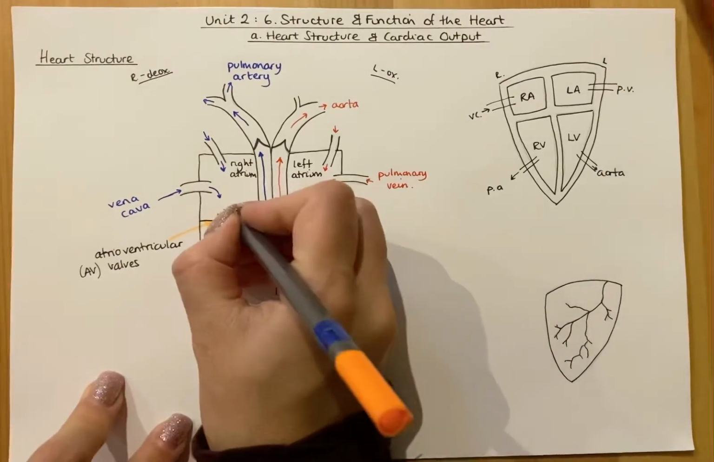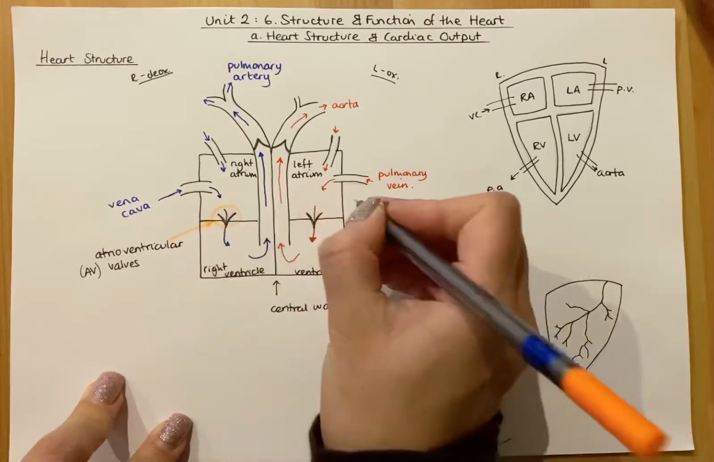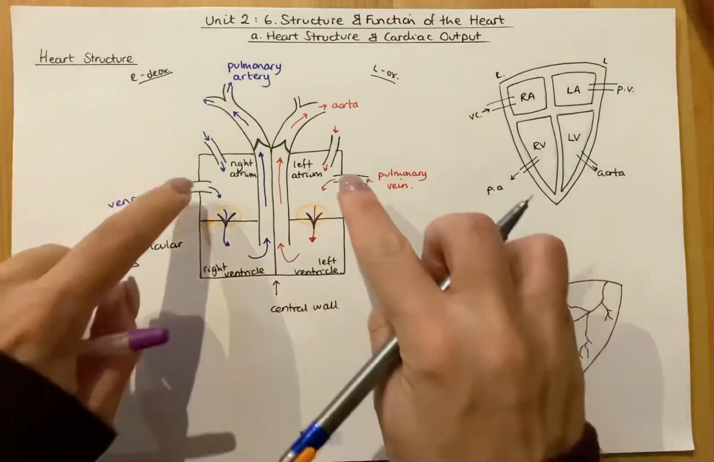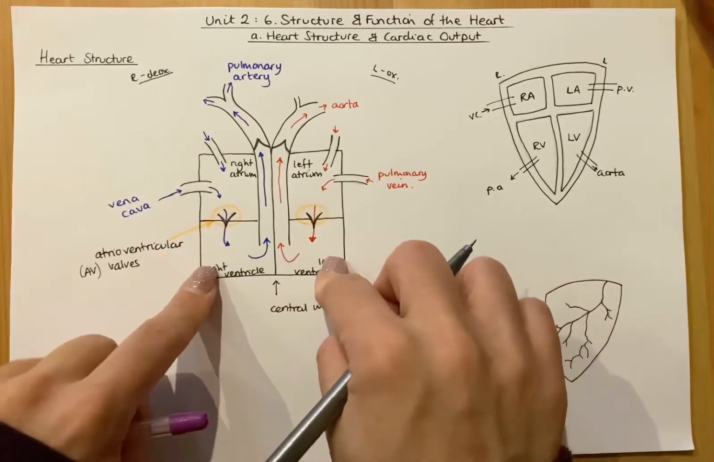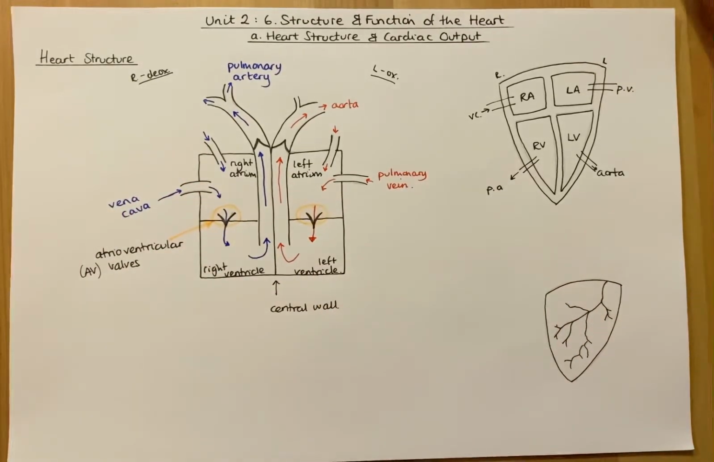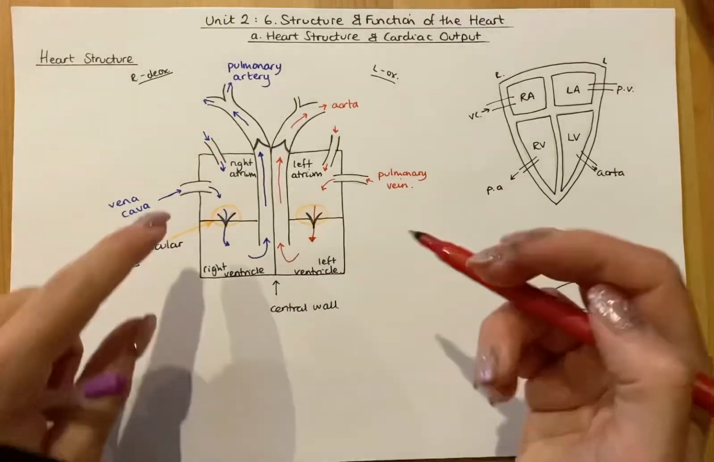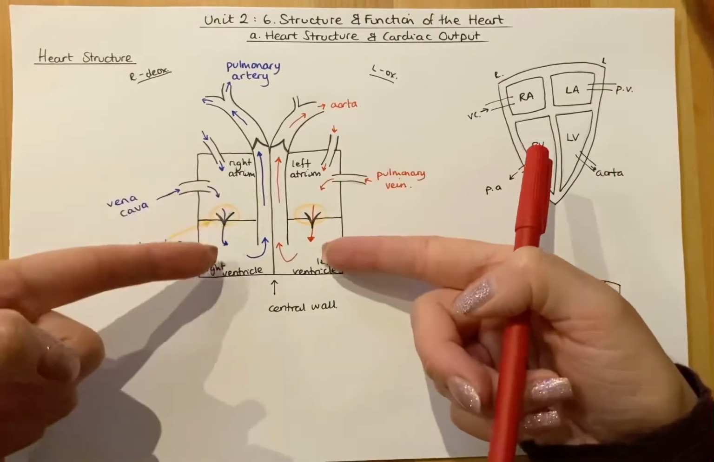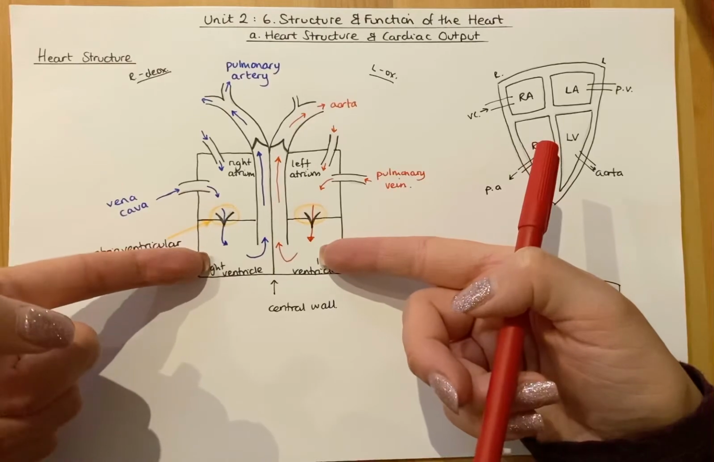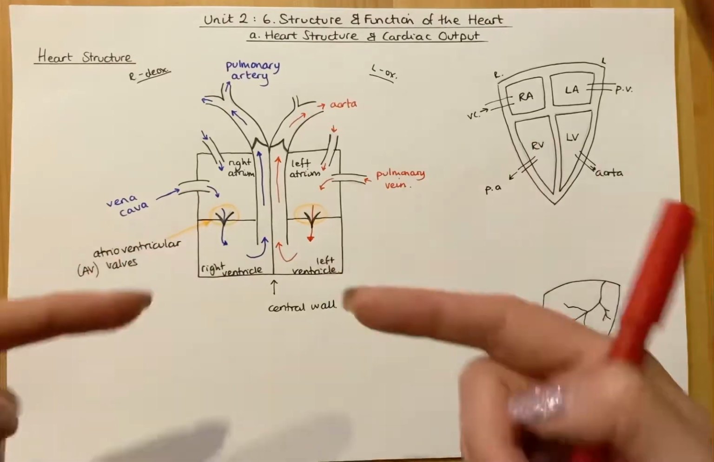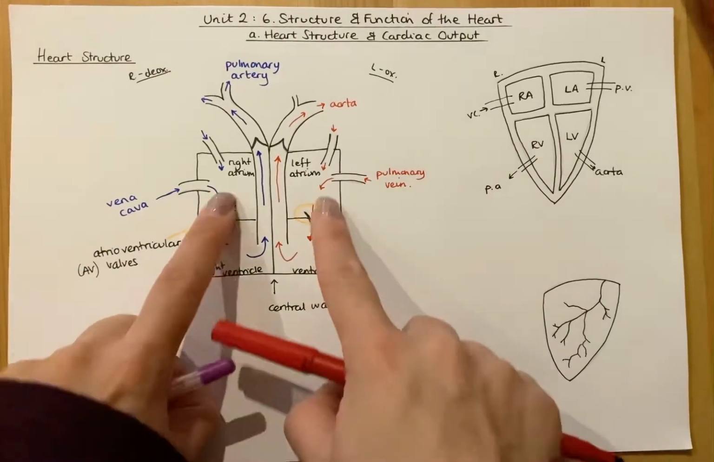So just to highlight this and make it a bit clearer, because it probably won't show up very well in the video, these ones here between the atria and the ventricles, they're the AV valves. Now if you look at the way the blood is flowing normally, it's going from the left and right atrium down into the left and right ventricles. So these prevent backflow of blood from each of the ventricles back up into the atria.